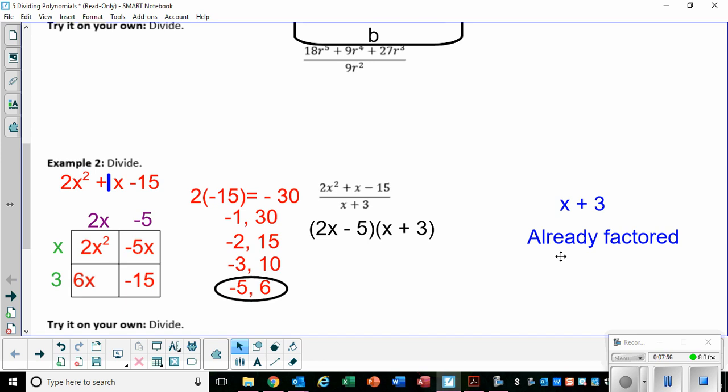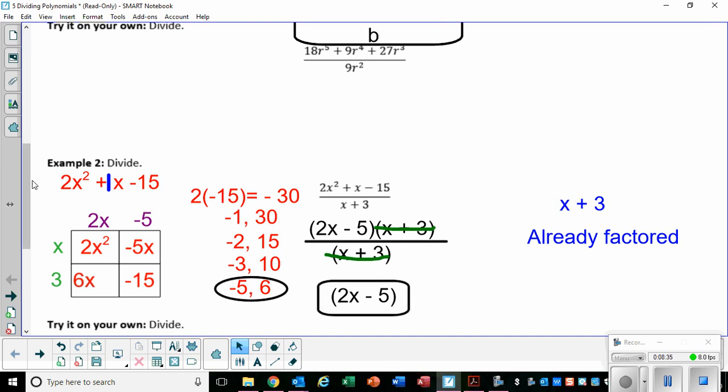Now the bottom, the x plus 3, that can't be factored anymore. It's already as factored as it can be. So because I can't factor it, I'm just going to go ahead and write it on the bottom. All right, so now everything's factored, and if we look, they both have the x plus 3 in common. So that is what is getting eliminated, that x plus 3. I only have that 2x minus 5 on the top, and I don't have anything left on the bottom, so I just go ahead and rewrite it. The only thing left is the 2x minus 5, so that is my answer.